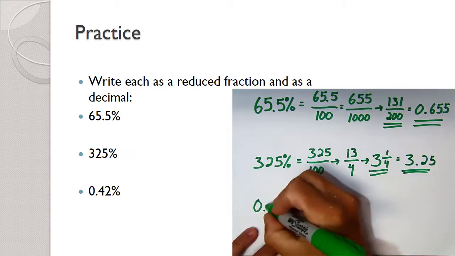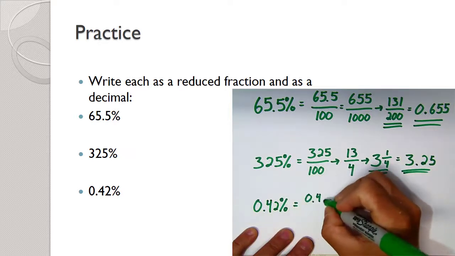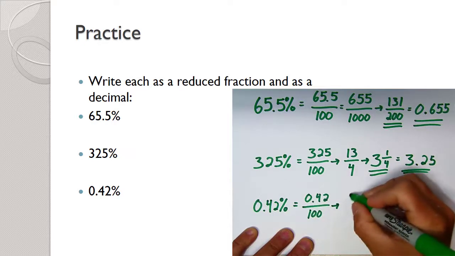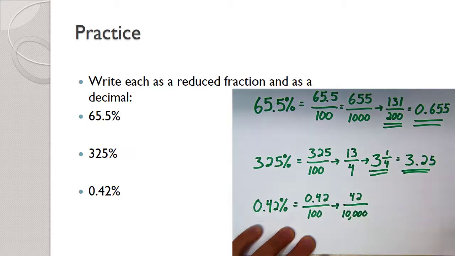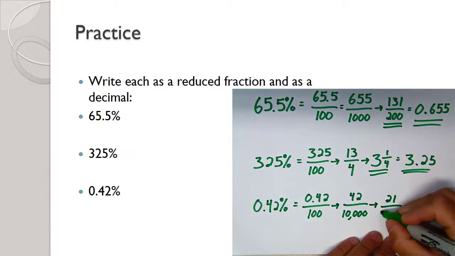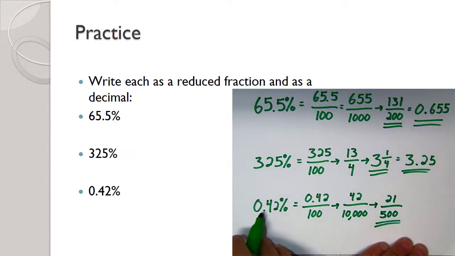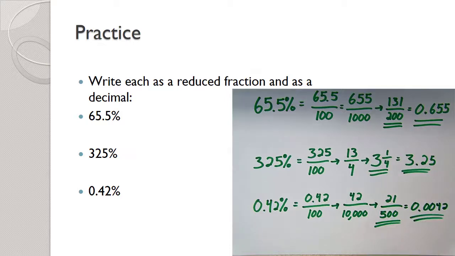And our last one, 0.42%. As a fraction, that's 0.42 per hundred. But we can chase out the decimal and make that 42 over 10,000. But those both divide by 2 to become 21 over 500. There's our lowest term fraction. And if we divide that on your calculator or move the decimal 2 places to the left, in either case we'll get 0.0042, and we're done. That's what you should get.